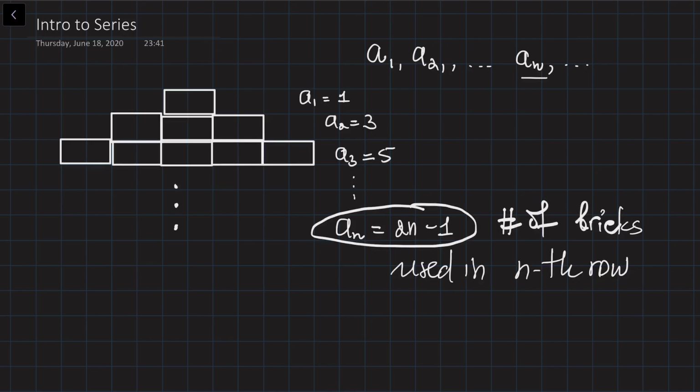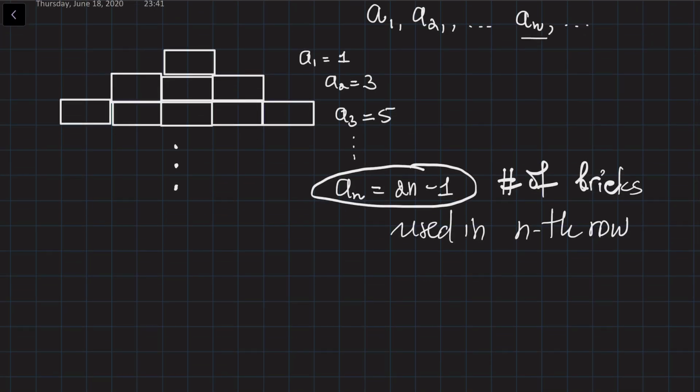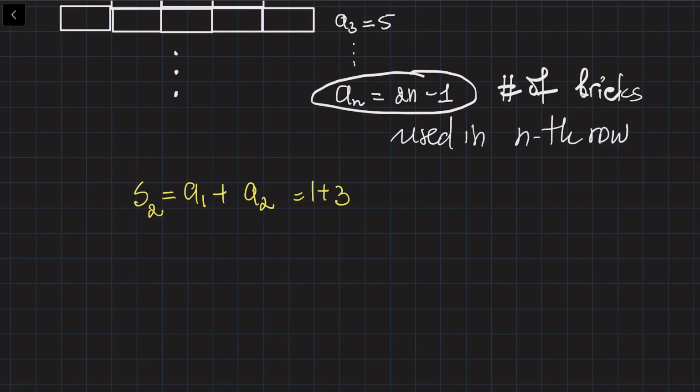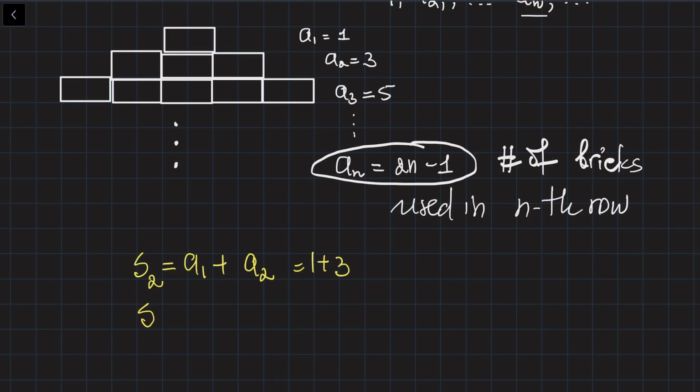For example, how many bricks do we need in order to build the first two rows? It's going to be the sum of A1 plus A2, and I'm going to denote this as S2. So it's going to be 1 plus 3 in this case. If I would like to know the total number of bricks we used in the first three rows, it's going to be S3. It's going to be A1 plus A2 plus A3, which is equal to 9.